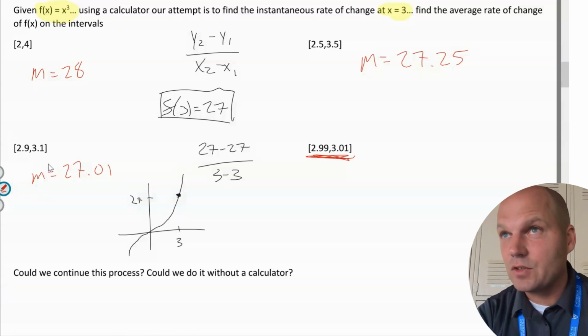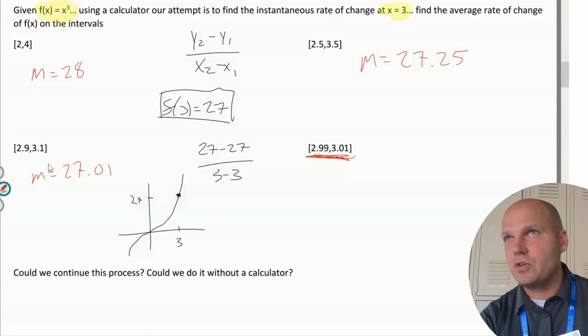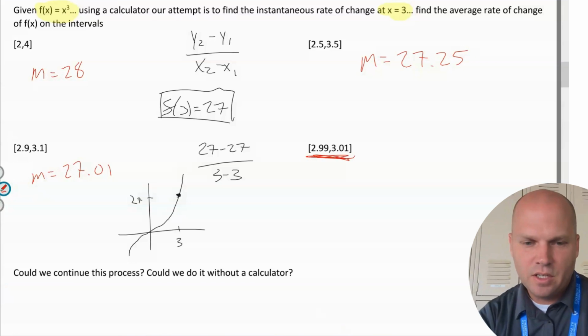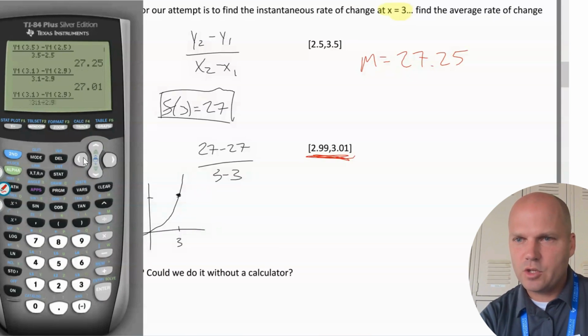But since my interval is so small, there's not that much that the function can do over the interval. So the smaller and smaller the interval, the more you're really just focusing on one point, until we get to 3.01 and 2.99.